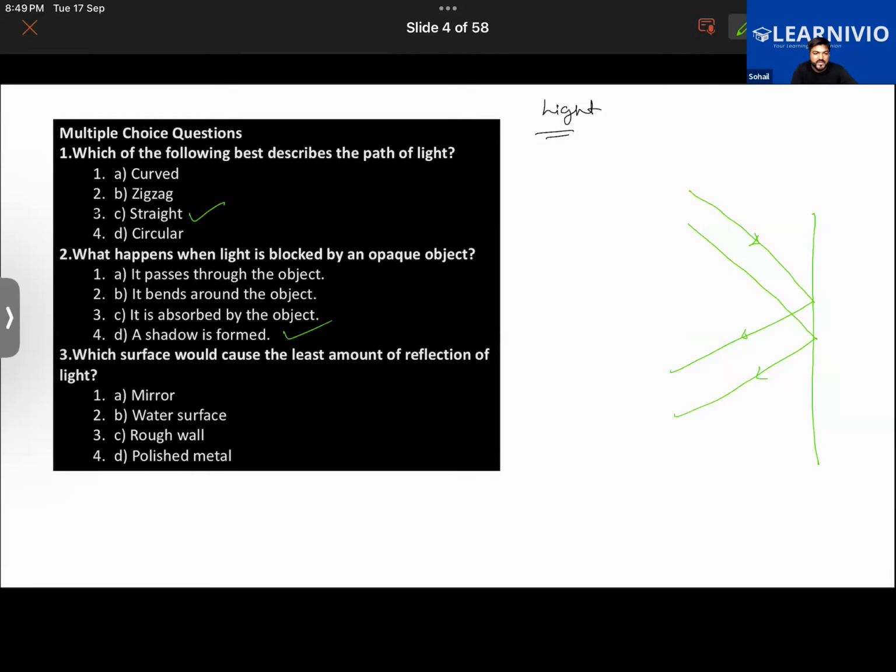When we look at the case of the water surface, what happens is that the light will not get reflected, but gets absorbed. Only some amount of light rays get reflected. Sir, I thought the water surface would also reflect. It does, but not that much. So less reflection takes place from the water surface as compared to the rough wall or other options here. Got this now? Yes, sir.